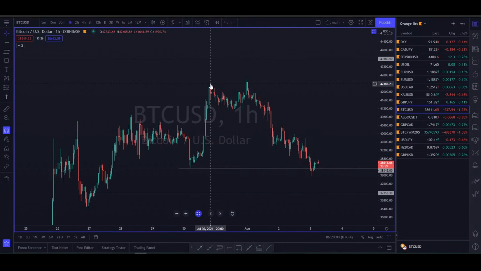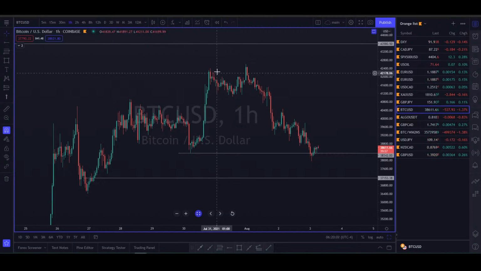And that doesn't look good though, when you have a big strong bullish push get completely annihilated. I don't like it.